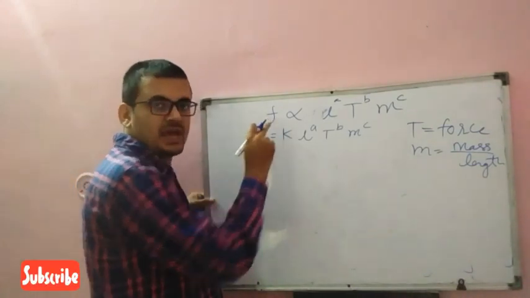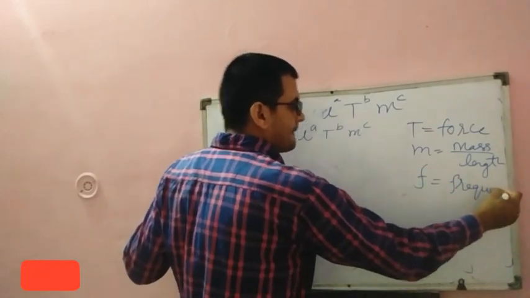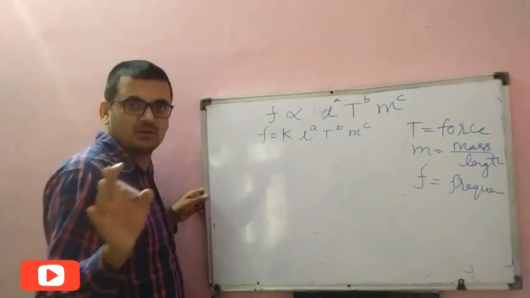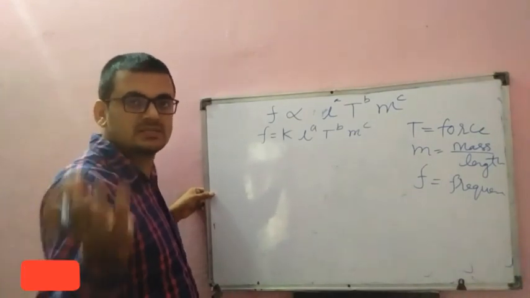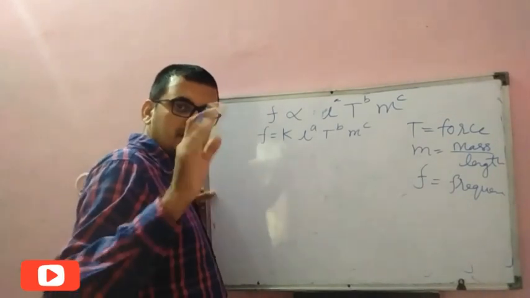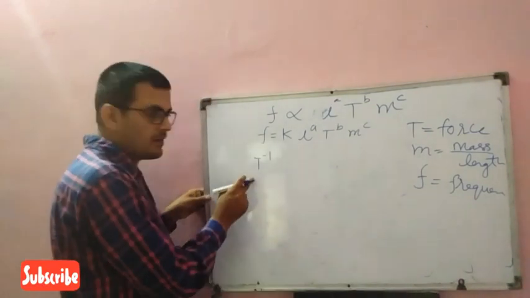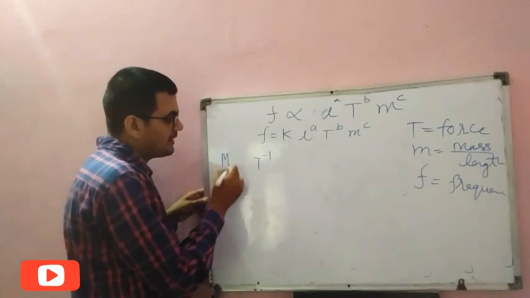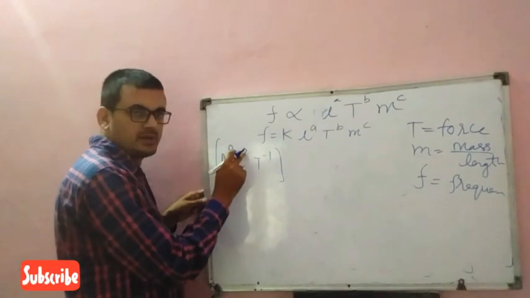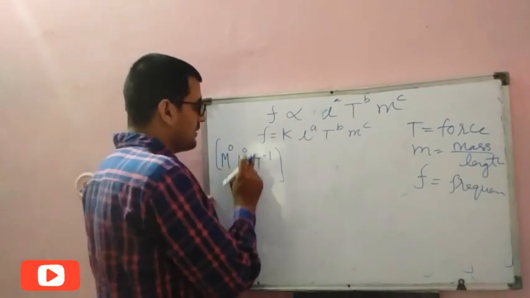Beta, this f is frequency, small f. What is the unit of frequency? Second inverse, generally hertz. Frequency is the reciprocal of time period, so 1 upon time, means second inverse. So its dimension will be T power minus 1. This is the dimension of frequency. I can write here M power 0, L power 0. M power 0 means 1, L power 0 means 1. If we multiply any quantity by 1, it always remains the same. M power 0, L power 0, T power minus 1.